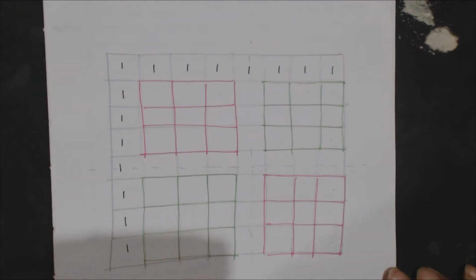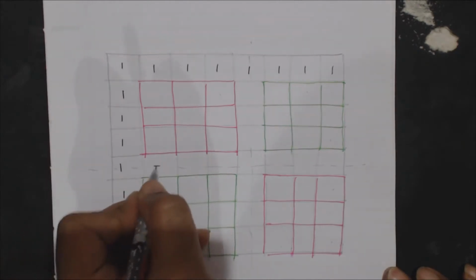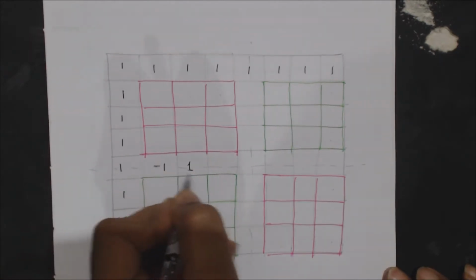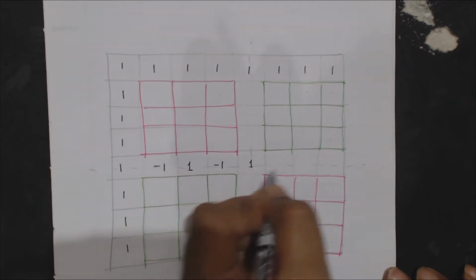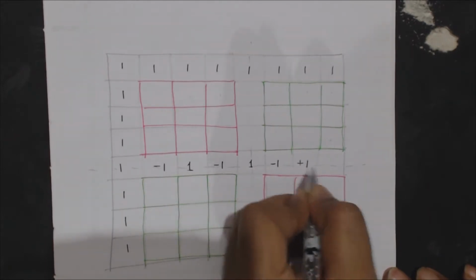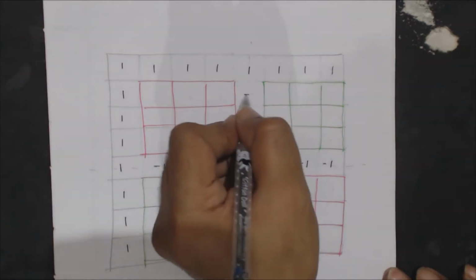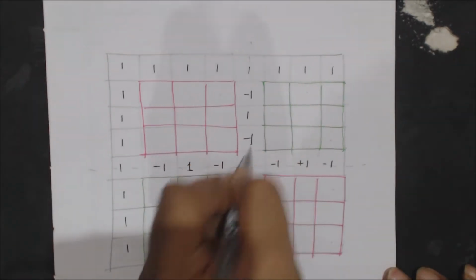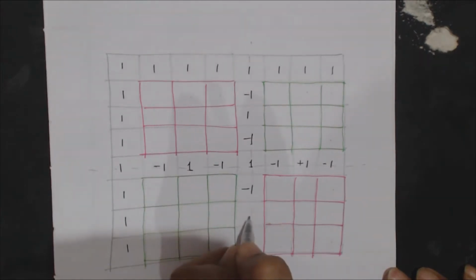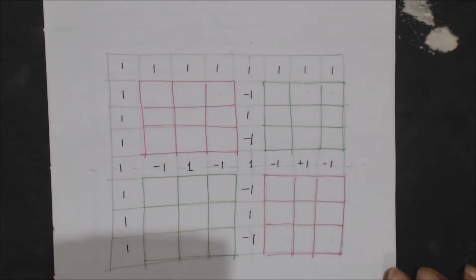Now let's start filling all the cells of this 8 cross 8 matrix. So the first row and first column are over. Now we will first fill up the vertical axis and the horizontal axis. Now look here, if this is 1, this will be minus 1. Then this is plus 1, minus 1, plus 1, minus 1, plus 1, minus 1. Alternate 1, minus 1, 1, minus 1, 1, minus 1, 1, minus 1. So this part is over.